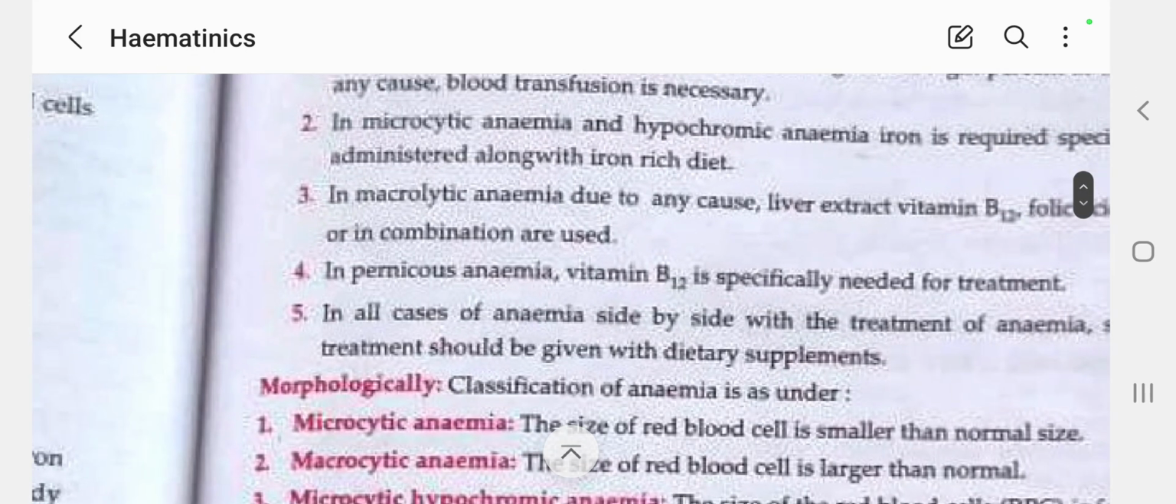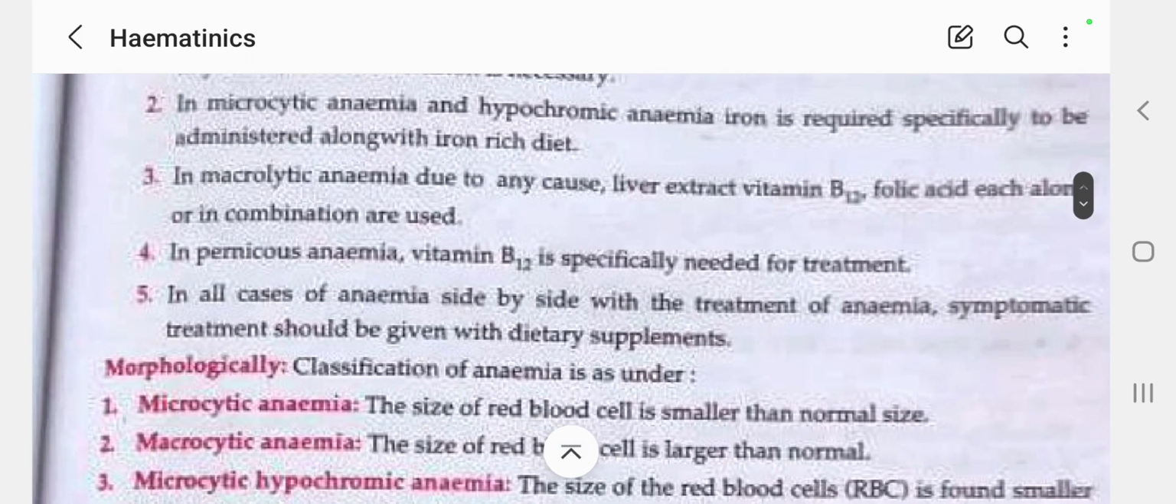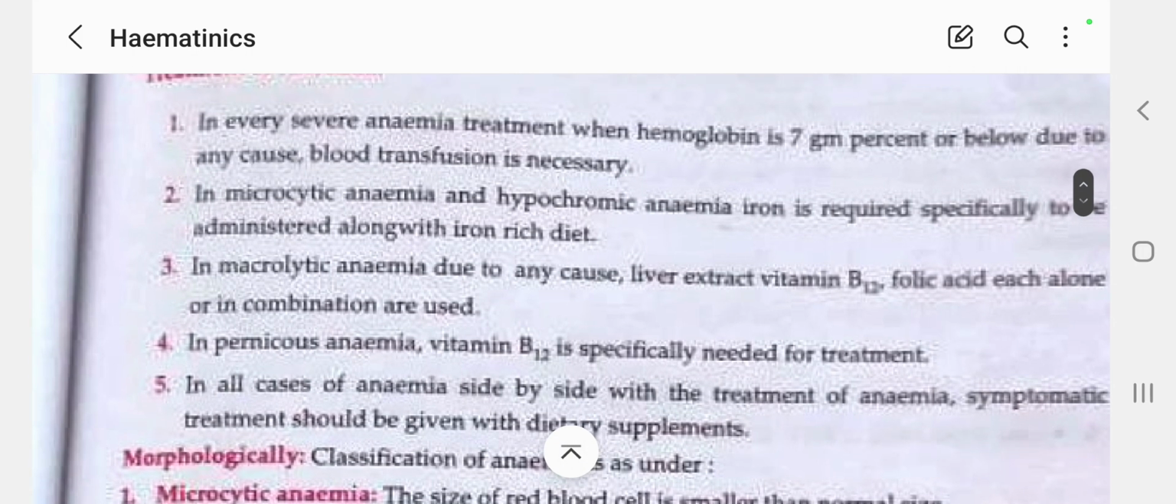In case of pernicious anemia, vitamin B12 is specially needed for treatment. Now, in all cases of anemia, side by side with the treatment of anemia, symptomatic treatment should be given with dietary supplements. Overall, to get rid of anemic disorders, the main treatment is that the person should be given dietary supplements, iron rich fruits, so the person can easily recover from the different types of anemic disorder.